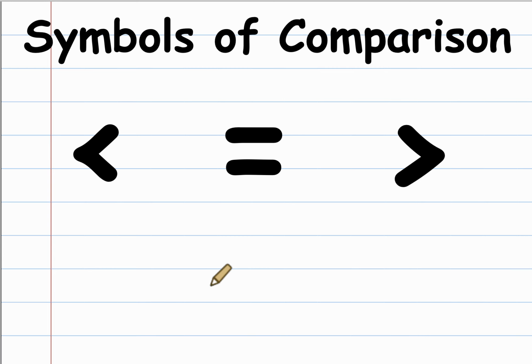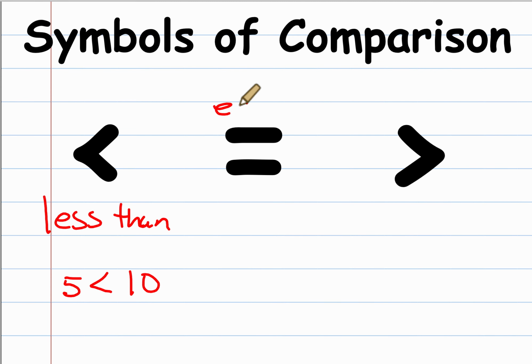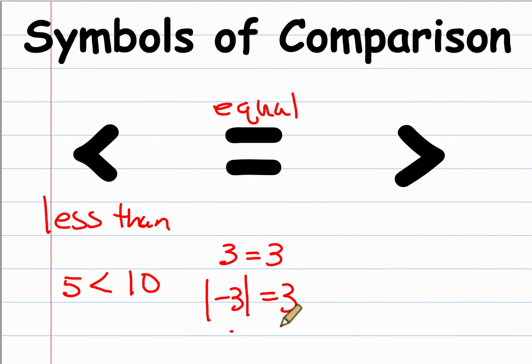Another thing that we're going to review in here is how we compare numbers. So this symbol is known as less than, as in 5 is less than 10. This one is the equal sign. It means they're exactly the same. So the only thing that's equal to 3 is 3. But as we learned, the absolute value of -3 is equal to 3. So these are exactly the same values.